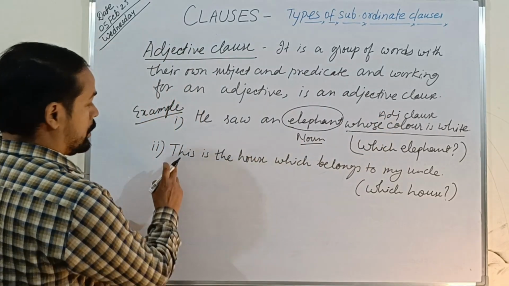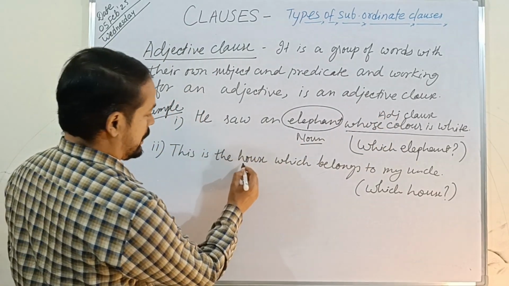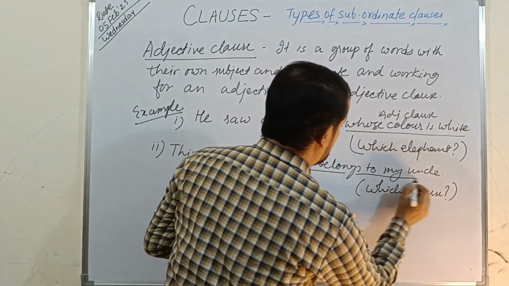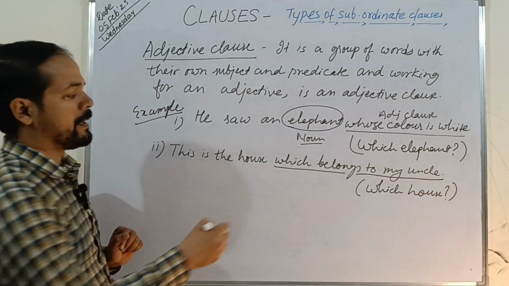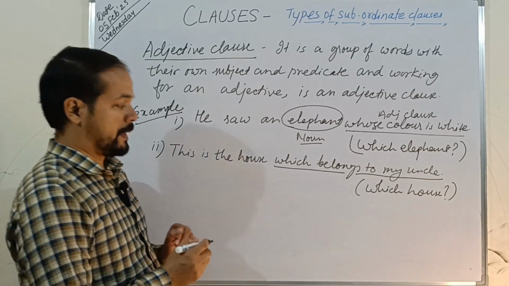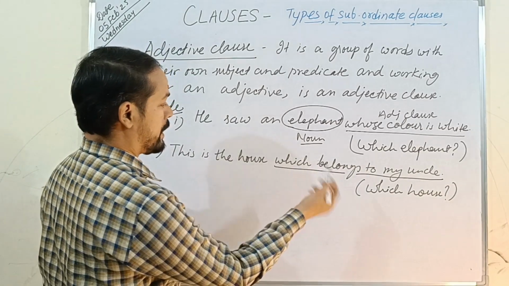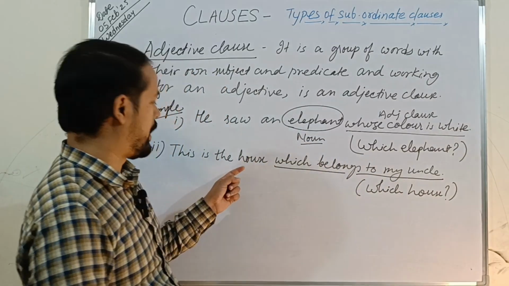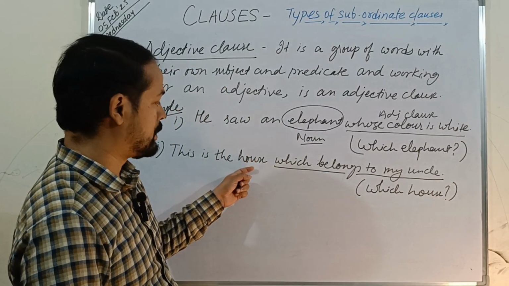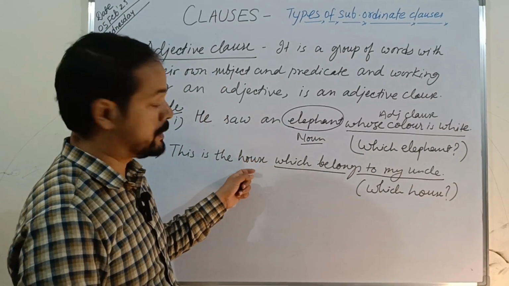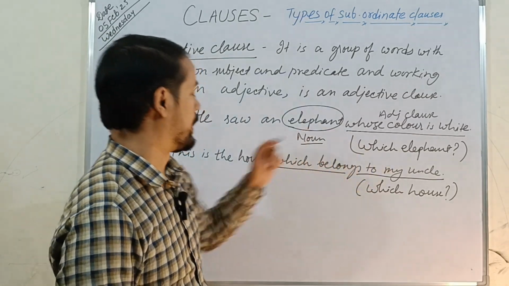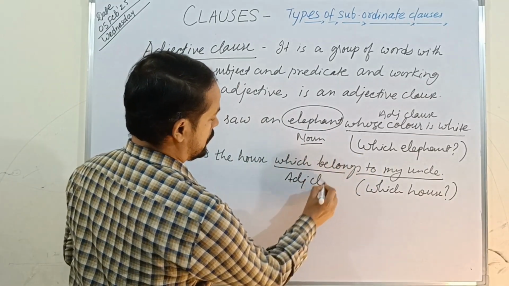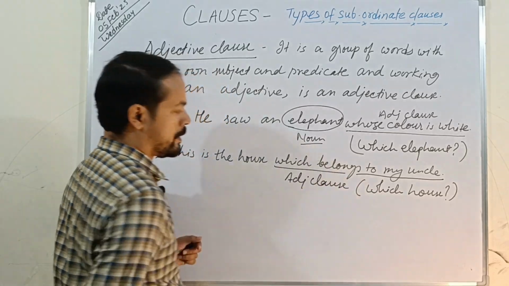All right. So this is the house. So here also you can see I am underlining this, which belongs to my uncle, right? So this is working for, when we ask the question which house or what kind of a house. So the house, we are talking about a particular house which belongs to my uncle. So this is working as an adjective clause, right?